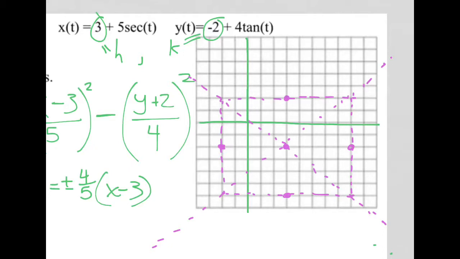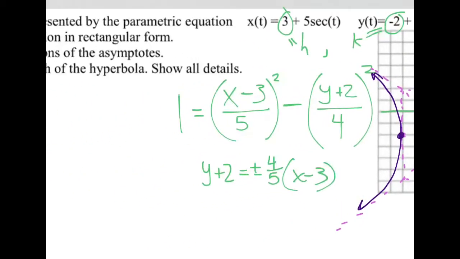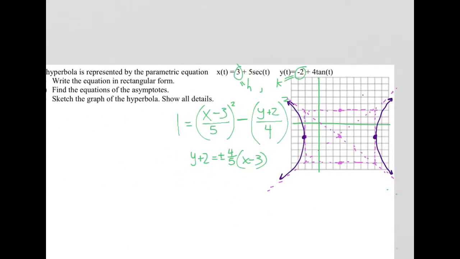There you go. Which direction am I opening? I am opening in the x direction because x is the one that has secant. And so I can now sketch this in with my vertices on that box, going out, approaching those asymptotes as I go both directions right there. And I could go through and figure out where my foci are too, but I'm feeling lazy and it doesn't ask me to, so I'm not going to do it. I guess it does say show all details, but again, I'm being lazy.